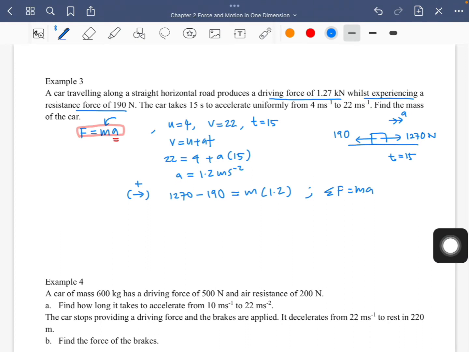Alright, so to calculate this, just simplify the equation. We're going to get m is equal to 900 kilogram. That's it.